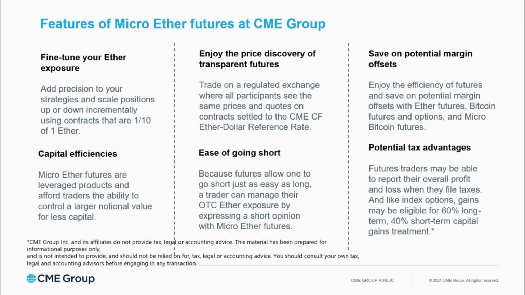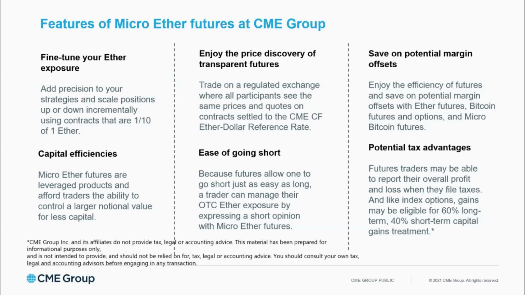What are some of the features of micro ether at CME Group? A lot of these benefits that you see on this slide are benefits to futures in general. But with a smaller ether contract, you can fine tune your ether exposure. It's 1/10 of 1 ether, so you can put on 1 or 2 contracts to really fine tune the levels of ether that you want to get.